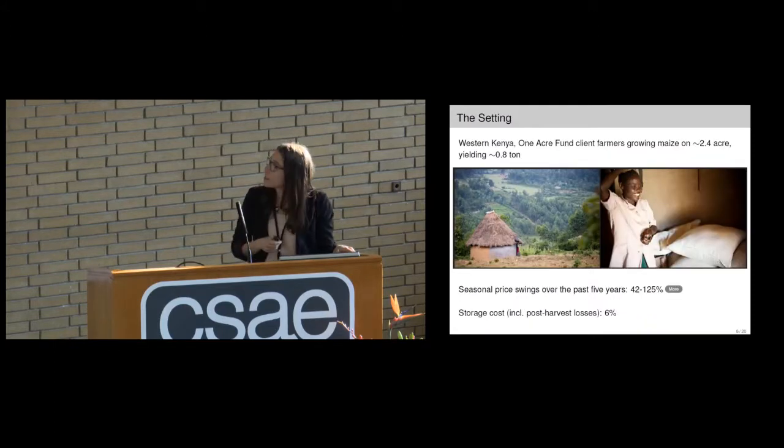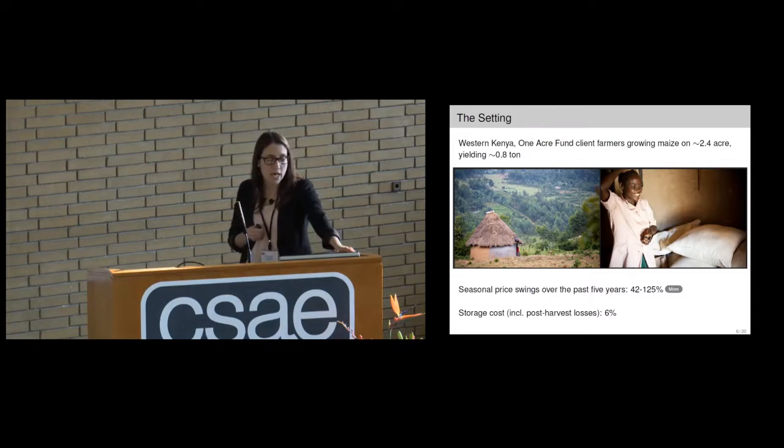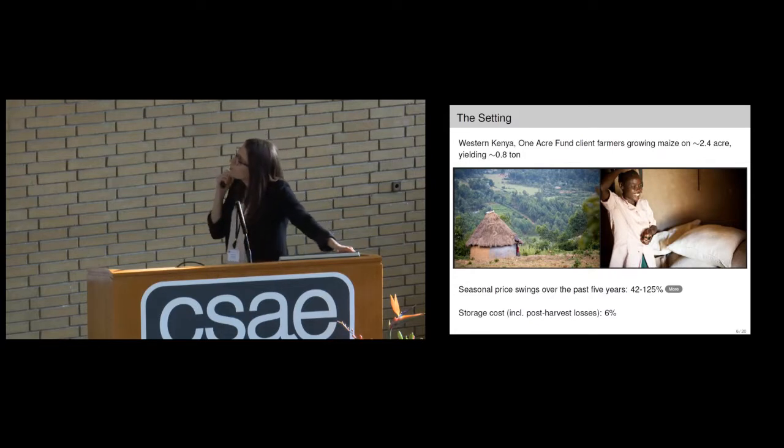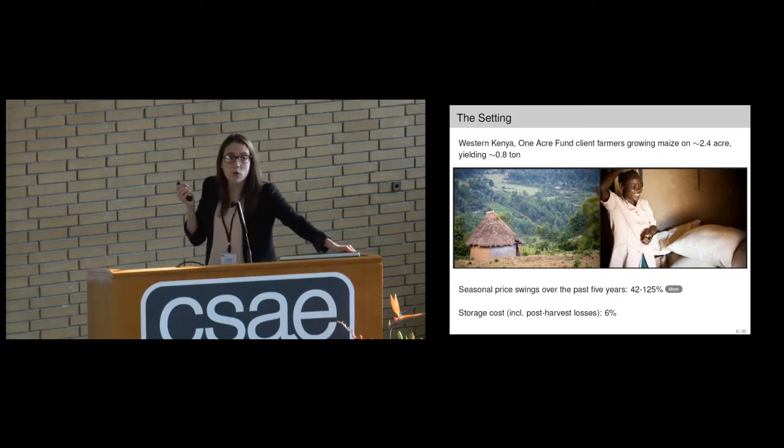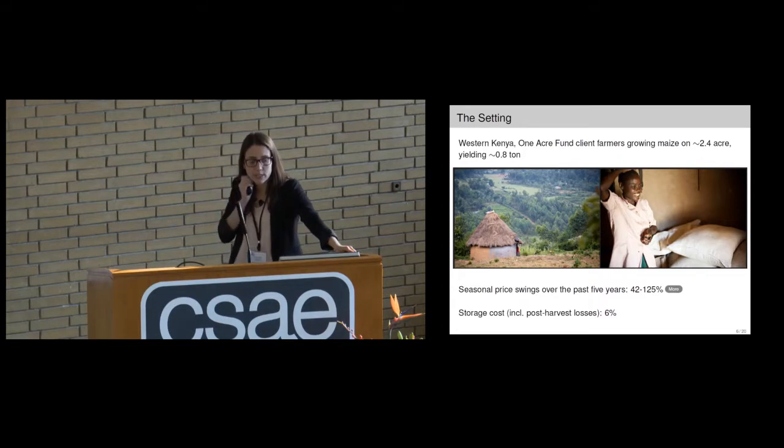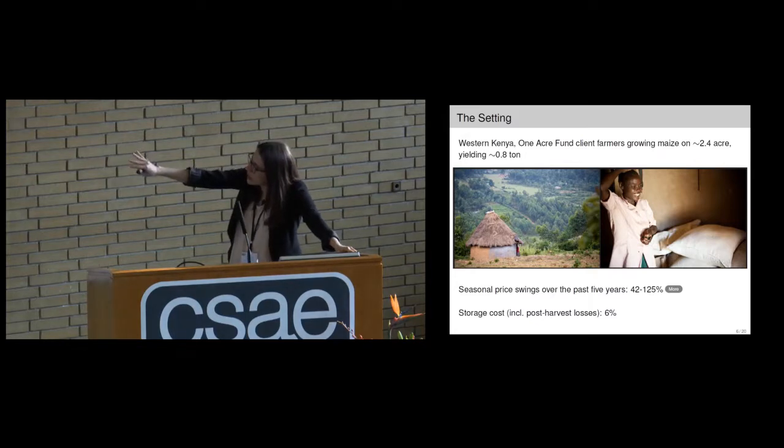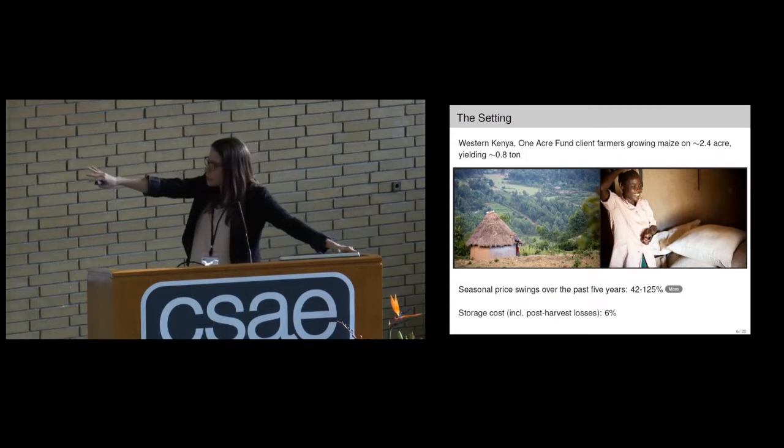Okay, a little bit more about the setting. So this takes place, as I mentioned, in Western Kenya. Our implementing partner is One Acre Fund. They're an agricultural NGO. And we're working with their client farmers who are growing maize on about 2.4 acres of land. That's pretty standard for this part of Kenya, and yielding about 0.8 tons of maize. As I mentioned before, the seasonal price swings have ranged from 42 to 125%. And just to give you a point of comparison, the storage costs of storing for this period of 9 months, including post-harvest losses, are only about 6%.